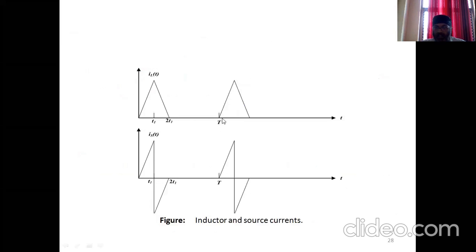So discontinuous current means when the current becomes zero, it keeps on zero for some time. And again, it builds up. This is called discontinuous current. We will be doing this in our power converters section.